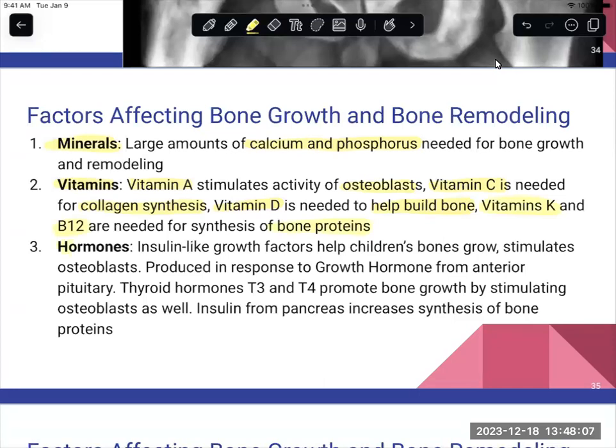Then we have hormones. Hormones are always going to have an effect on everything in your body. So insulin-like growth factors help bones grow. Growth hormone, thyroid hormones, insulin. These are technically 5 hormones because the thyroid hormones are each their own. There's a T3 thyroid hormone and a T4. So these 5 different hormones help your bones grow. They help maintain your bone. So they're all very important.